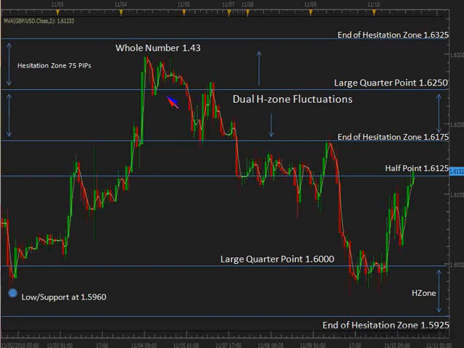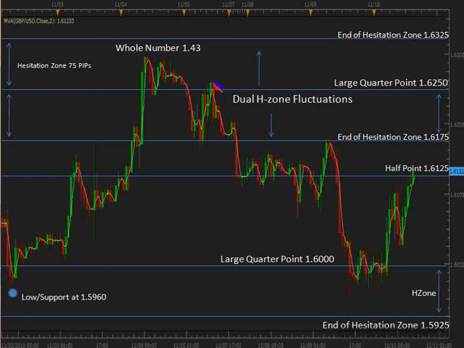And then this time around, instead of just overshooting below $1.6250 by a few pips, they make a decisive move to the end of the hesitation zone, which below $1.6250 would be $1.6175. This is an example. After that, they of course pull back to the large quarter point at $1.6250 and then overshoot it.